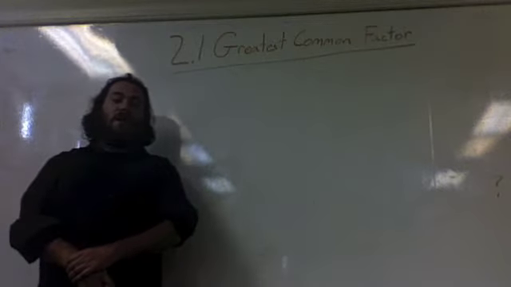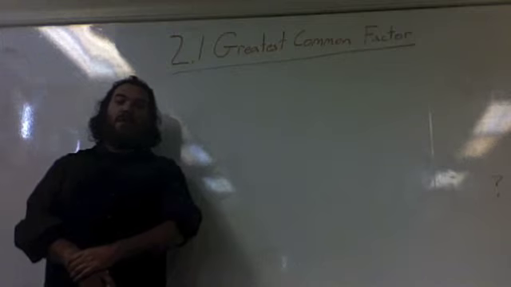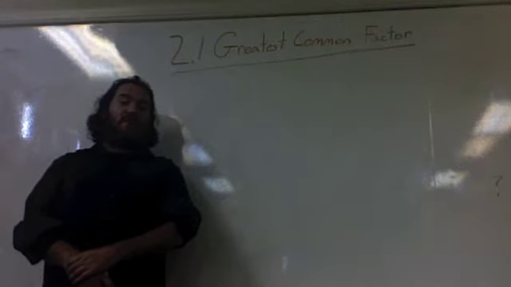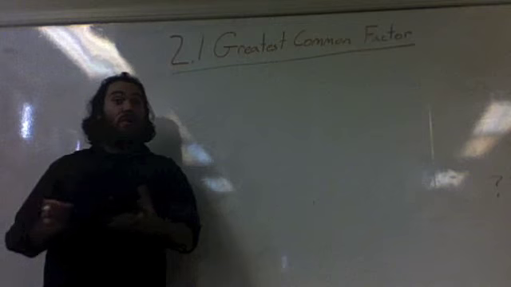Now that we know how to find the factors of a number, let's talk about what we can do with those factors. This lesson is about greatest common factor. That word common means shared. That means both numbers that we're going to be looking at have that factor in common. They both have it.